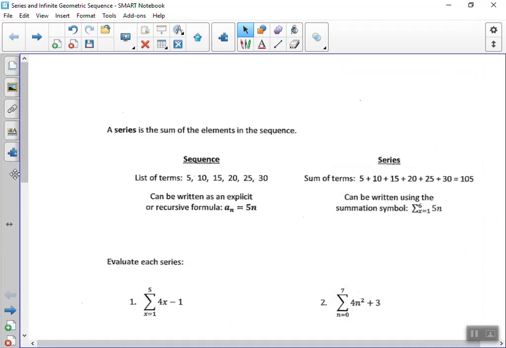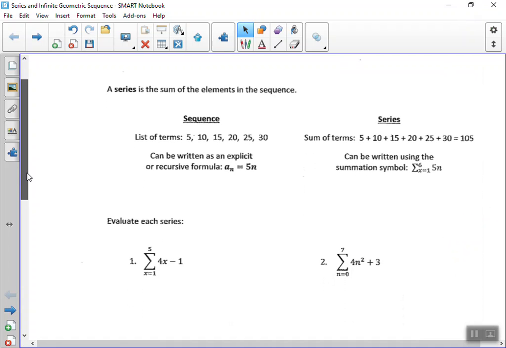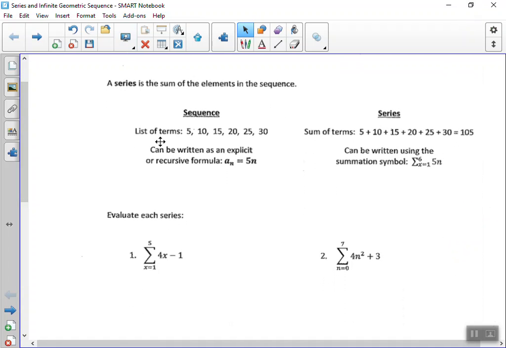So we're going to start talking about series right here. The word series, so this unit 8 is about sequences. You guys know all about sequences. Now we're going to talk about series, okay?